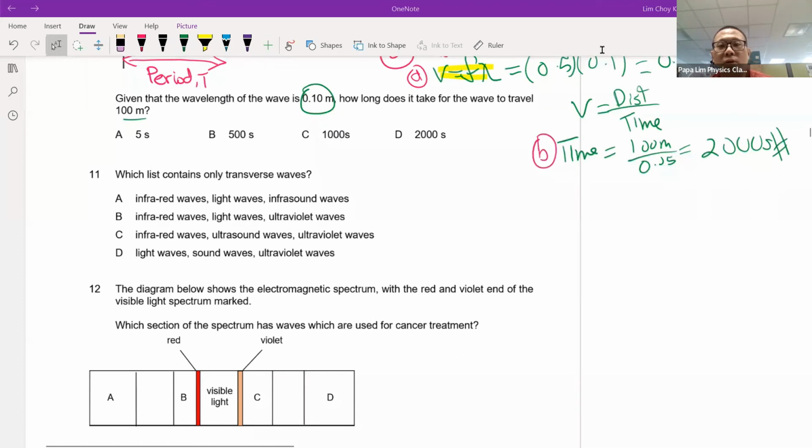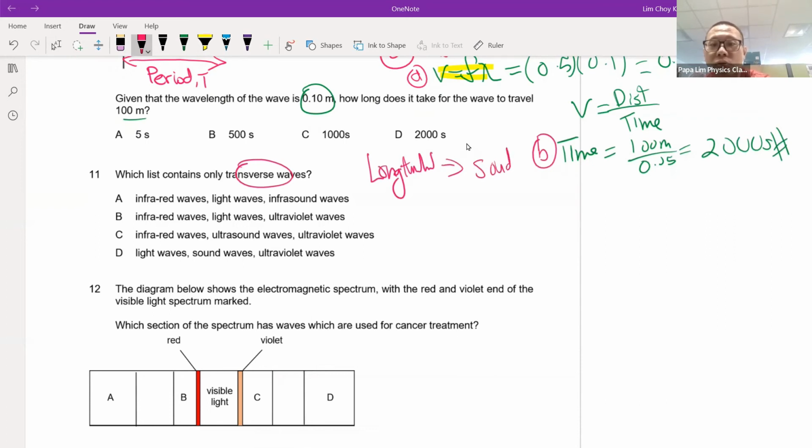Which of the following is a transverse wave? I would say it's quite straightforward. You must remember there's a transverse wave and a longitudinal wave. The most straightforward is the longitudinal wave. In our syllabus, it's only sound. Sound is the only longitudinal wave that we have. So whether you have infrasound, ultrasound, or audible sound, they are all classified as longitudinal waves, and the rest of the waves that are not sound are transverse waves.